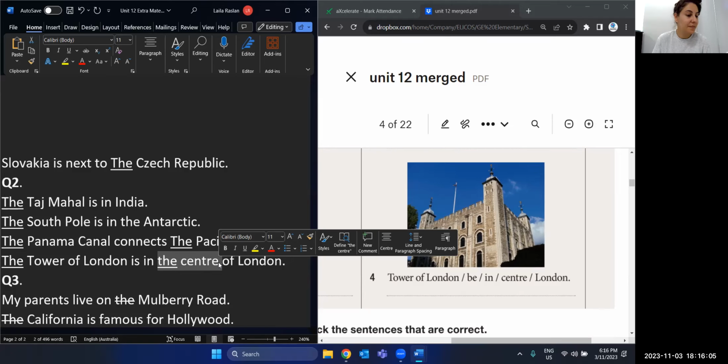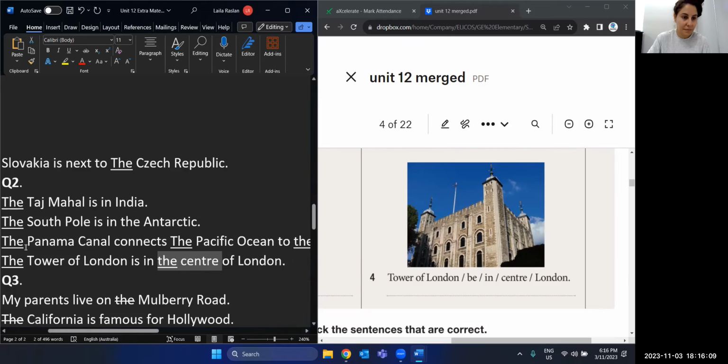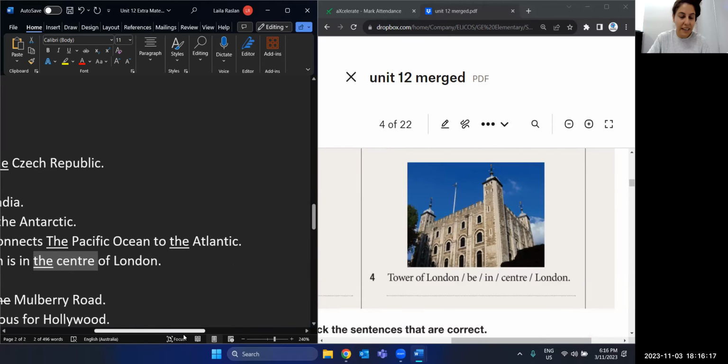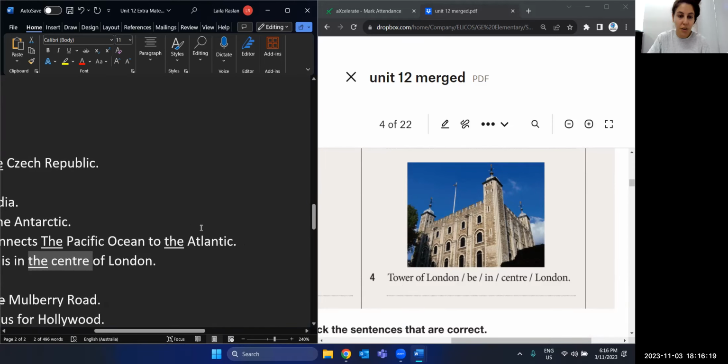Yeah. Number 3, the Pacific Ocean to Atlantic Ocean. The Panama Canal connects the Pacific Ocean to the Atlantic Ocean because it's still got the name of the ocean. So that's why. Yes.